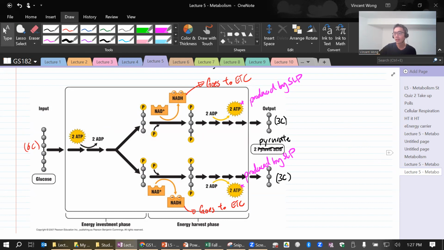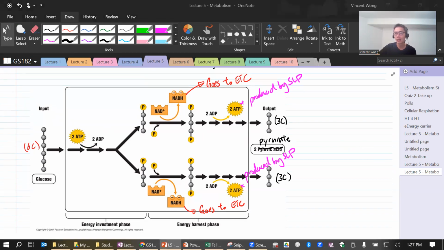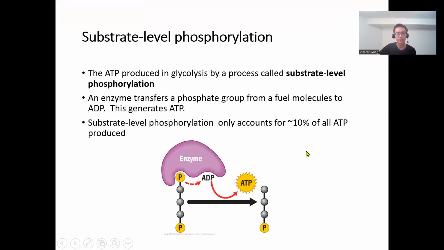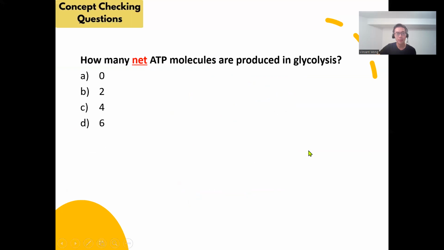Let's take a look at this question here. I am hopeful that you guys will get it right. How many net ATP molecules are produced in glycolysis? I will be heartbroken if you guys did not get this right.